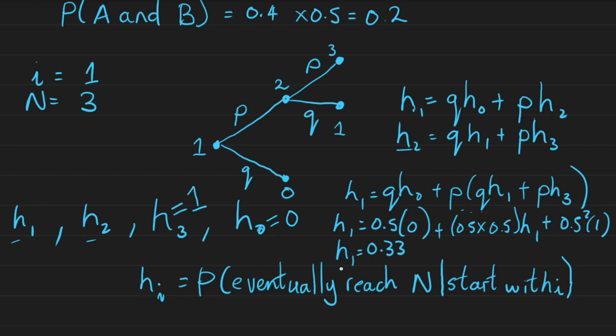We can see that H1 is equal to 0.33. In other words, there is a 33% chance of reaching your goal of $3 if you start off with $1, and if there is an equal chance of either winning or losing. Let me just say that once more. If you have an equal chance of winning or losing, that's P and Q equal to 0.5, then the chance of reaching $3, if you start off with $1, is just 33%.